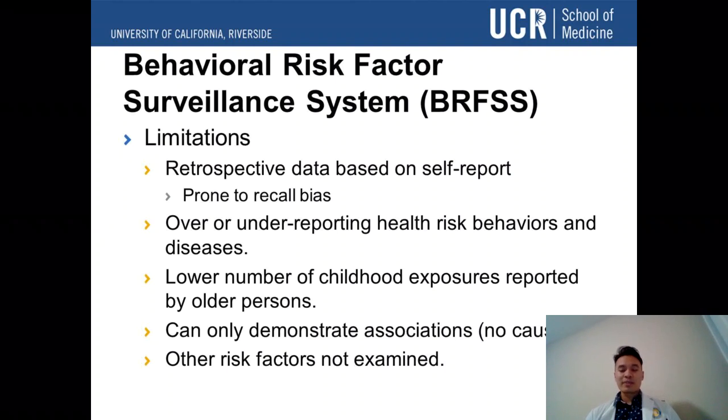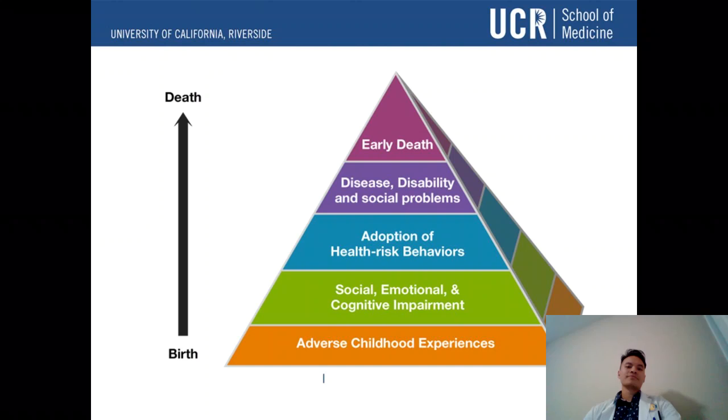In addition, you can only really demonstrate associations. So what this means is you can't say that this definitively caused this, right? So these ACEs definitively caused their smoking, their drug abuse, their homelessness, their diseases, right? You can't make that A to B connection. All we can make are inferences. We can say, hey, it makes sense that this would lead to this, or this has some sort of connection to this. In addition, other risk factors were not examined. There could be some confounding variables. And so that's obviously another limitation of this study.